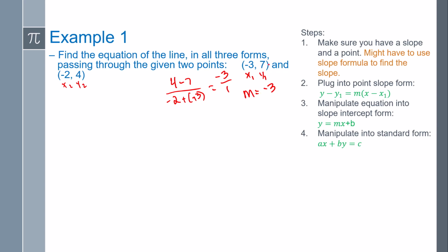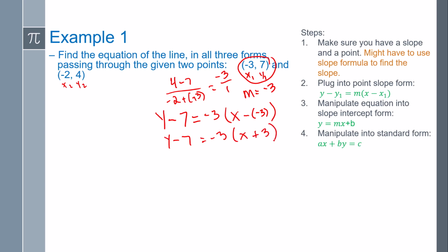And so we can use this as our first point. It actually doesn't matter. You can use either one, and it's going to be correct. But let's create our point-slope form. So y minus y1, which is 7, equals my m times x minus x1. Now I can clean that up, and I can write it as this. So boom, there's my point-slope.